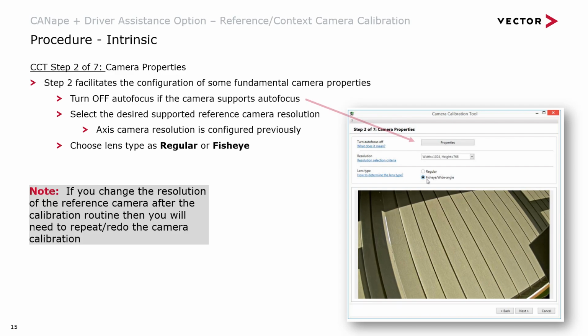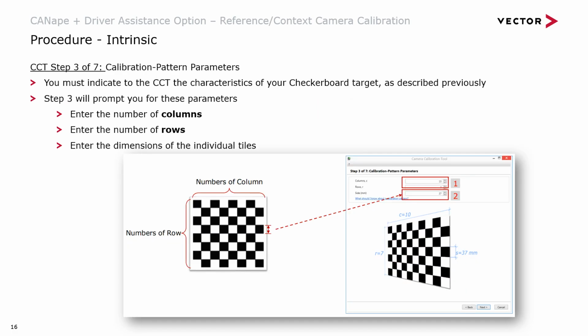Otherwise, select them at this time. Once selected and confirmed in the step, you should not change these settings because it may result in an invalid camera calibration. In step 3, you will indicate to CANape the properties of your chessboard. You will need to enter the number of rows, the number of columns, and the tile edge width. The overall dimensions of the chessboard target will be calculated from those entries. When finished, click Next to proceed.